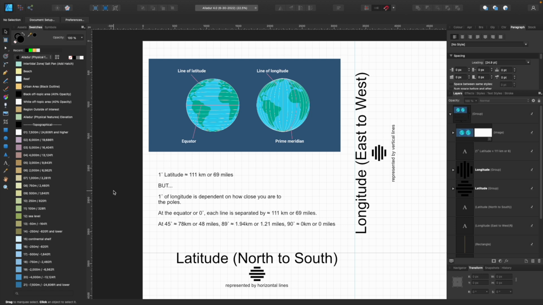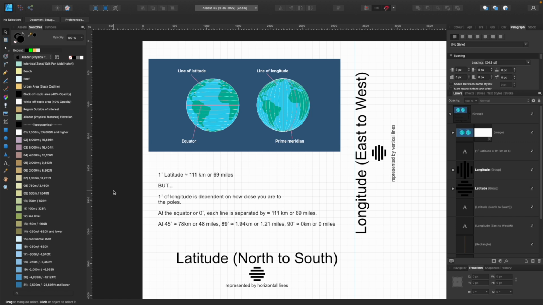1 degree latitude is not dependent upon where you are on the map. It is always going to be 111 kilometers or 69 miles. But 1 degree of longitude is dependent on how close you are to the poles. At the equator, or 0 degrees, each line is separated by approximately 111 kilometers or 69 miles. But at 45 degrees, 78 kilometers, 48 miles.